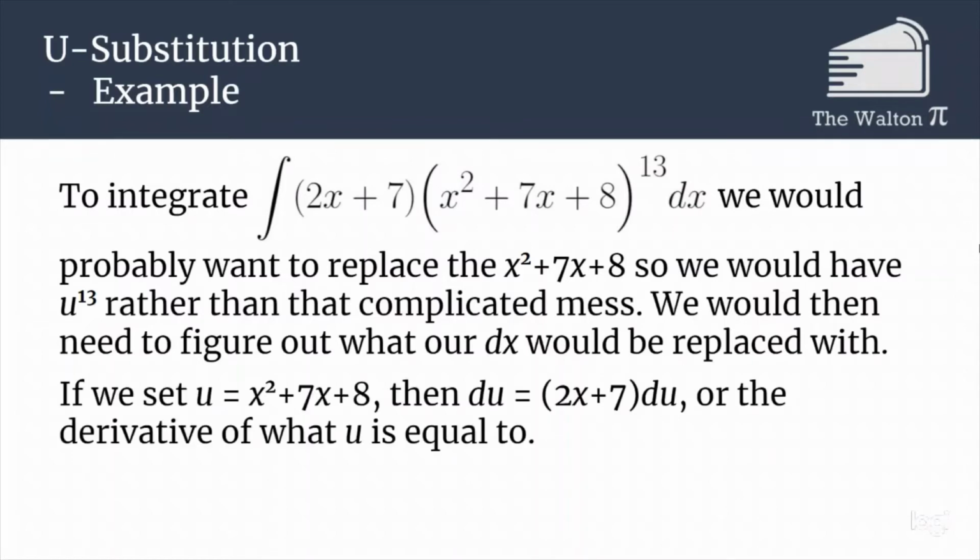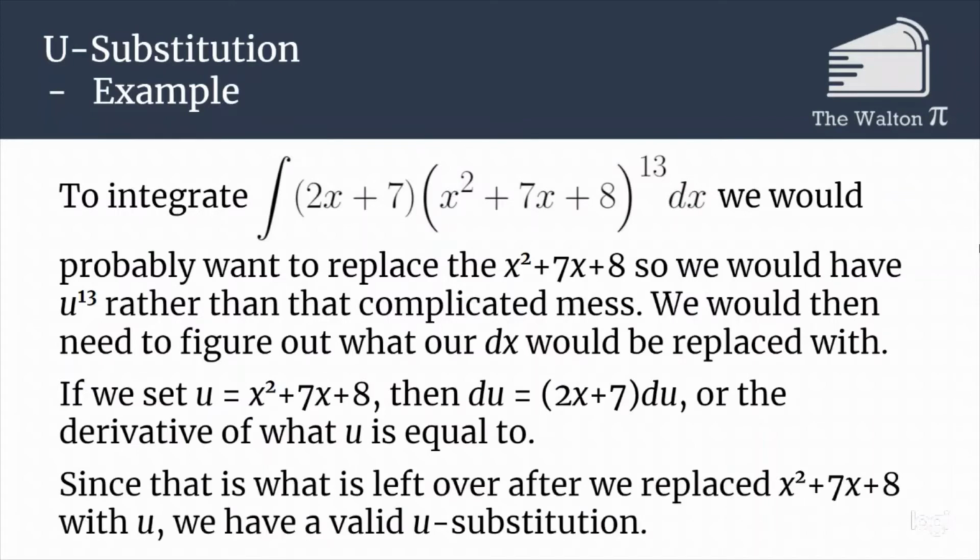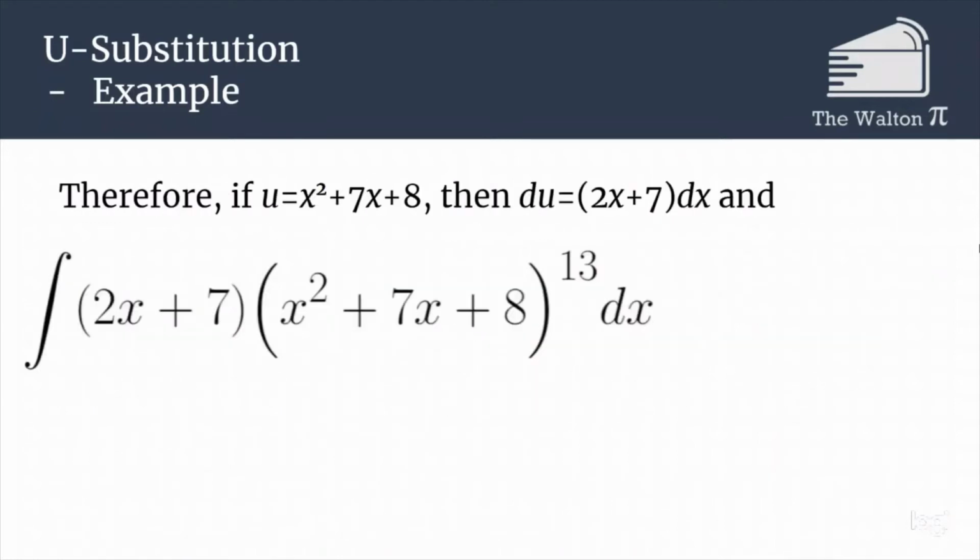So what we would be able to say is that u equals x squared plus 7x plus 8, then the derivative of u, or du, is going to be 2x plus 7 dx, or the derivative of what u is equal to. Since that's what we had left over, we had a 2x plus 7 times a dx. After we replace the x squared plus 7x plus 8 with u, we have a valid u substitution.